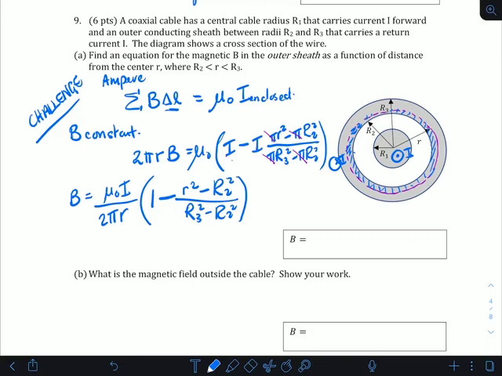Notice that if we were in the case where r was equal to r2, then you would have just the result mu naught I over 2 pi r, which is just for the current carrying wire, which is what we expect.